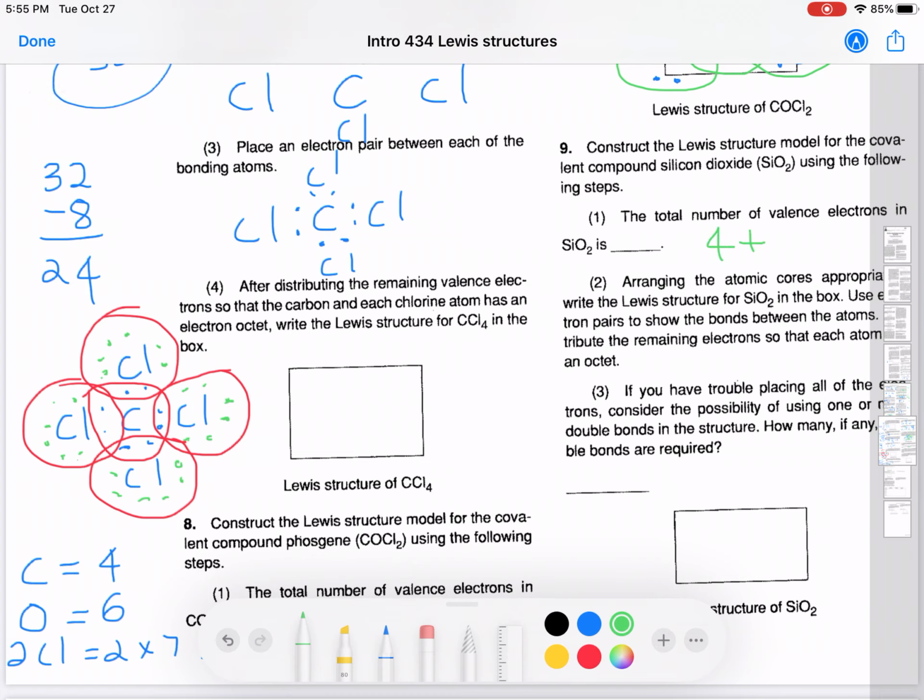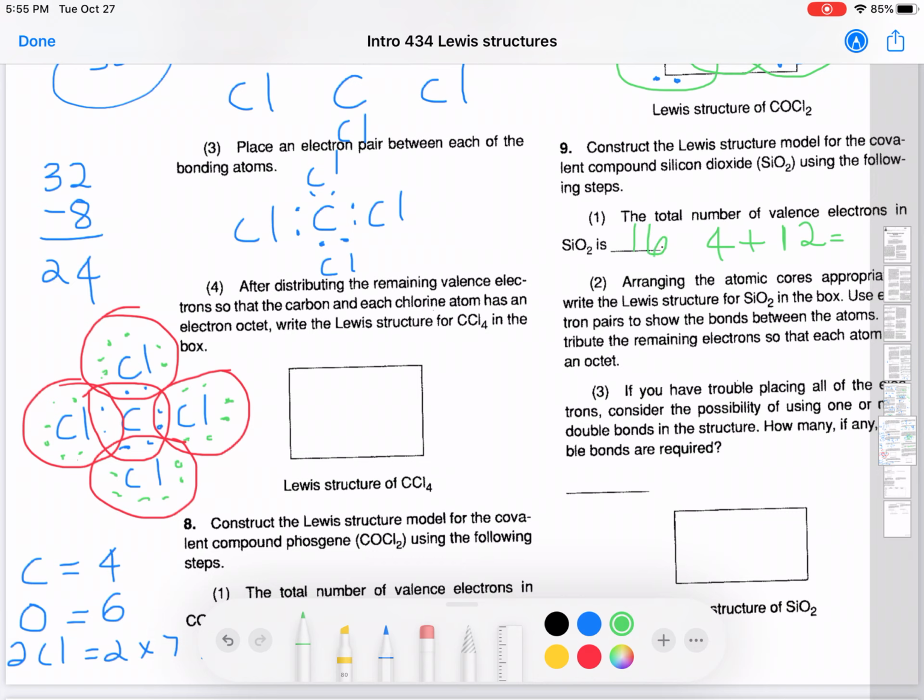Plus oxygen is in group 6. So there are 2 oxygen atoms, 6 times 2, 12. So 12 plus 4 is going to be 16. So there are 16 valence electrons.